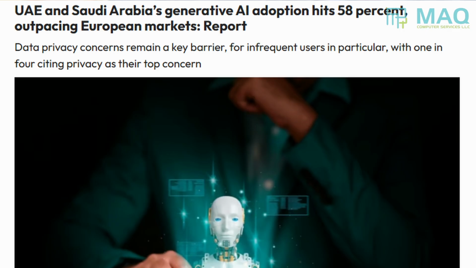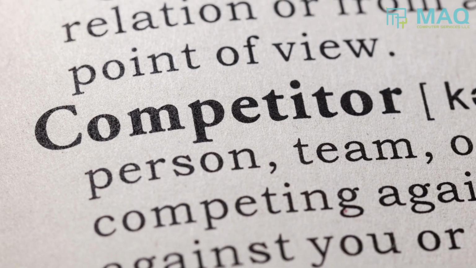For us here in the Gulf, this is really massive. Since the UAE and Saudi Arabia have one of the highest mobile and AI adoption rates in the world, if your store speaks this particular language that an AI can understand, you get the sale. And if your store doesn't speak this, the AI agent goes to your competitor who does.